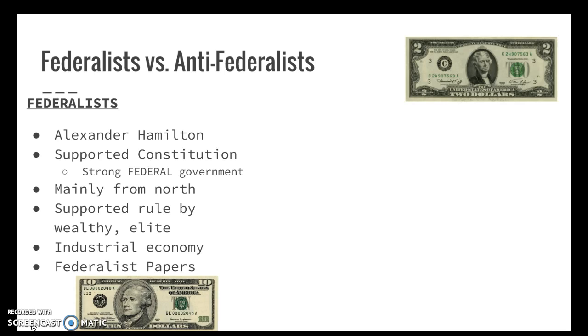The Federalists were led by a guy named Alexander Hamilton. They supported the new Constitution and the idea of a strong federal government. Most of the Federalists were from the North. There were a few from the South, but most of them were from the North. And not everyone in the North was necessarily a Federalist, but a lot of them were.